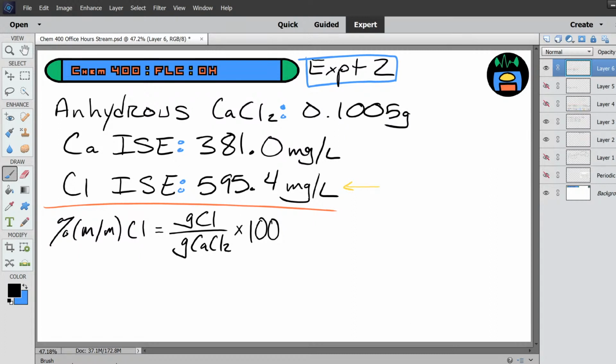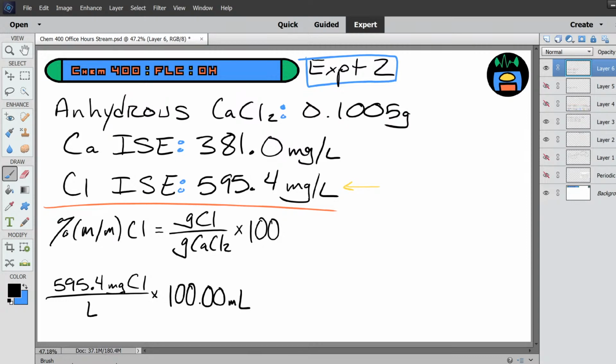Now, again, our ISE reading for chloride tells us that there are 595.4 milligrams of chloride in 1 liter. All right. We again multiply by our volume, which is the volume of the volumetric flask.